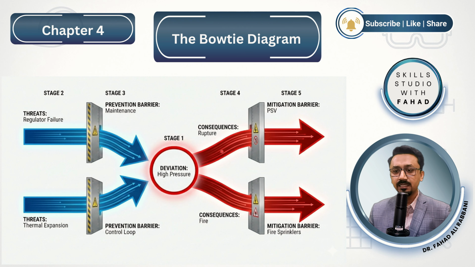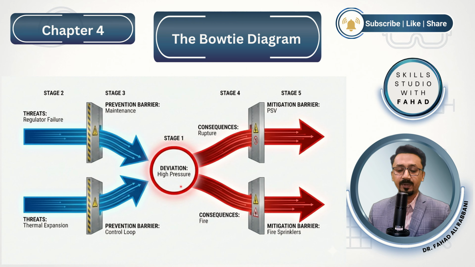The HAZOP worksheet is just a list form of the Bowtie. Causes are on the left, consequences are on the right, and safeguards are the barriers we erect to stop the timeline from progressing to disaster. Now look at these stages one by one.